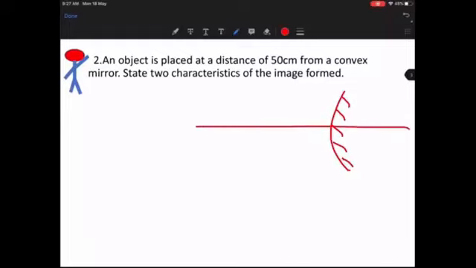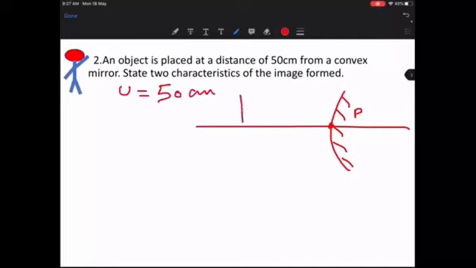This is the principal axis. This point is known as the pole of the mirror. And what is given here is, we know that our object distance is 50 centimeter. So let's say this is 50 centimeter. Here I place my object. Now he's asking what are the two characteristics of the image. Now if you recall the ray diagrams that we had drawn, anywhere you place your object in front of the mirror, let's say you place it here.